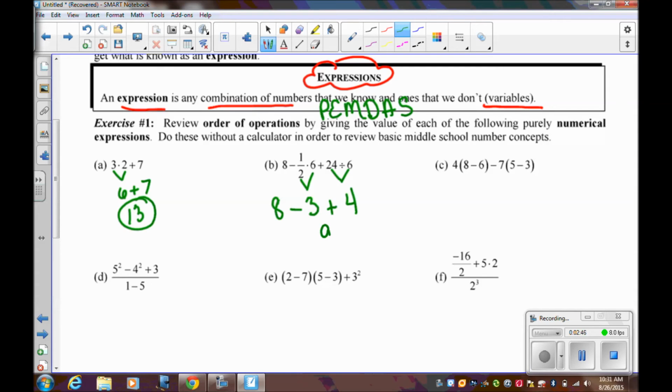5 plus 4, 9. This one we've got some parentheses. So 4 times 2 minus 7 times 2. Now let's do that multiplication. 8 minus 14, negative 6.